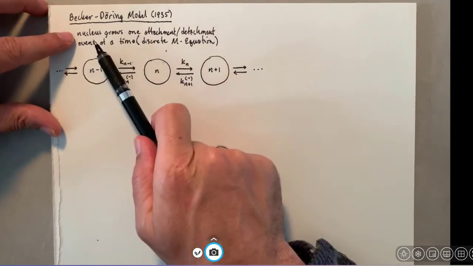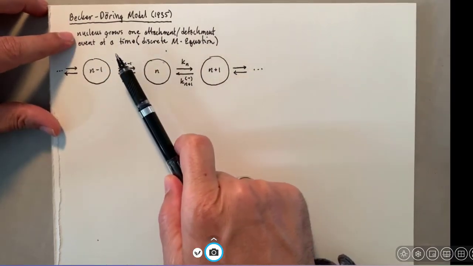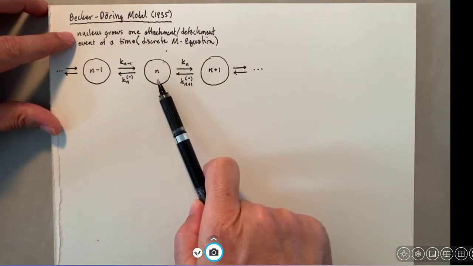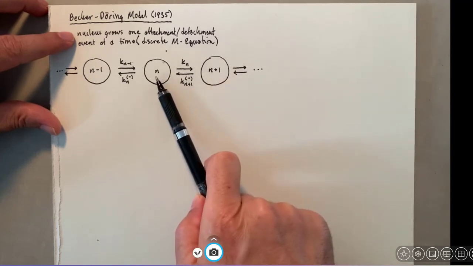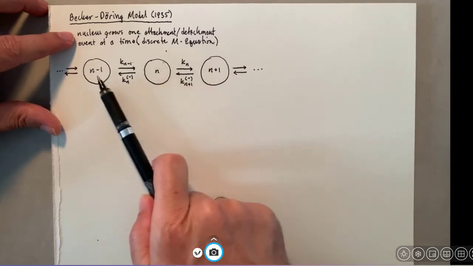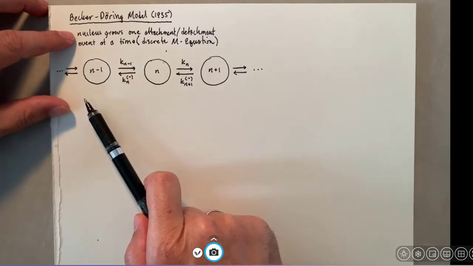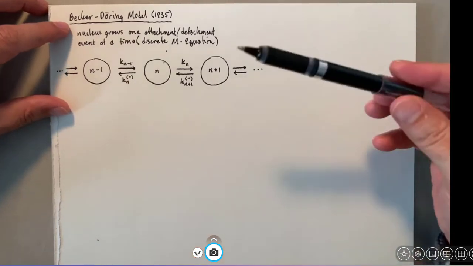And the basic idea here is that the nucleus grows one attachment or detachment event at a time. Single monomers come and they attach to a nucleus of size n to make a nucleus of size n plus 1. Monomers can detach from a nucleus of size n to make a nucleus of size n minus 1. And so now the states in my master equation are going to be states for size 1, 2, 3, 4, all the way out to infinity, and we're going to need transition rates.